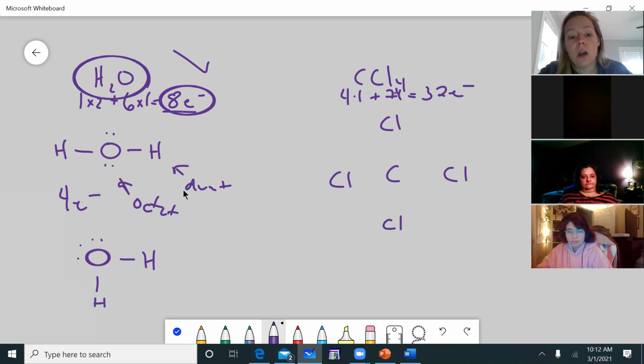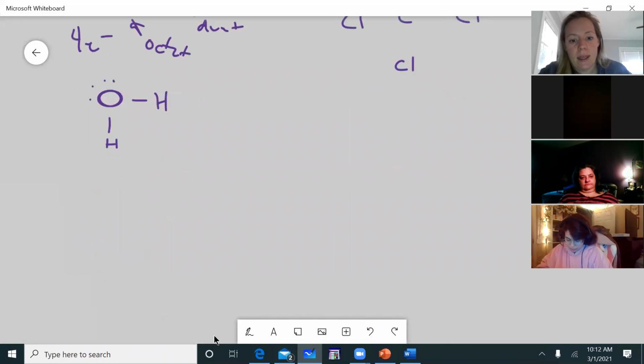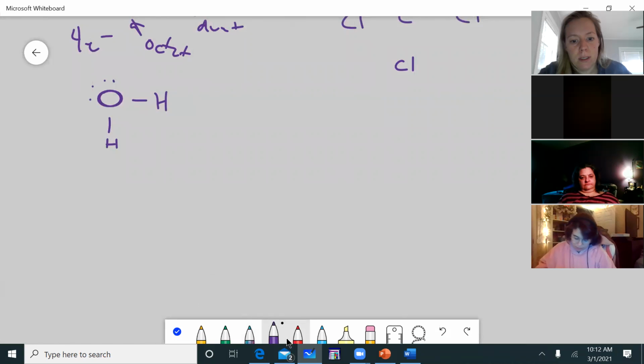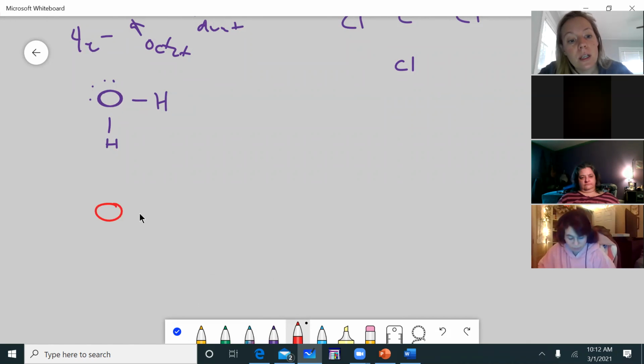What I don't want you to do though is something like this. We'll do it in red so that we know not to do it like this. Oxygen, hydrogen, hydrogen, and you put like 3 electrons on one side and 1 electron on the other. That doesn't work. These need to be paired off. So we don't want that there. We want it here.